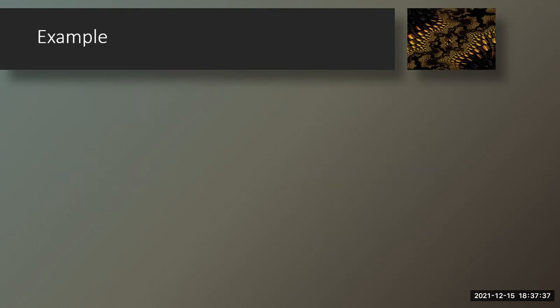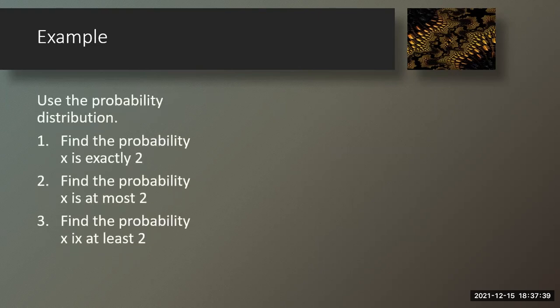Here's an example of just such a thing. We're going to use the given probability distribution. It will appear there in a moment. We want to find the probability that x is exactly 2. We want to find the probability that x is at most 2. And then we want to find the probability that x is at least 2. Although I believe I left that third one off.